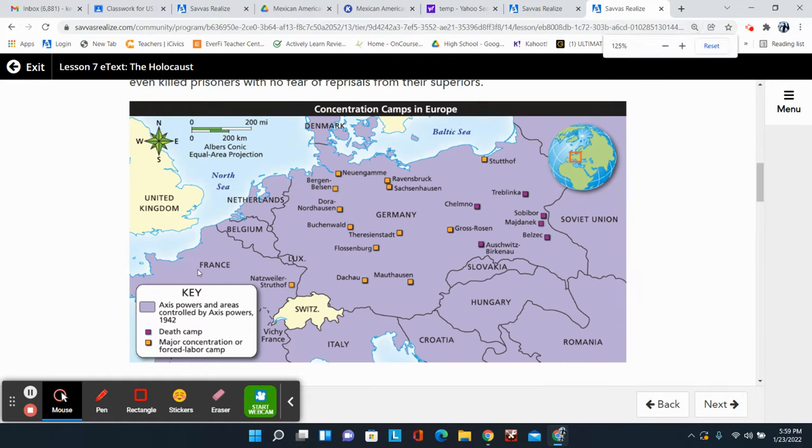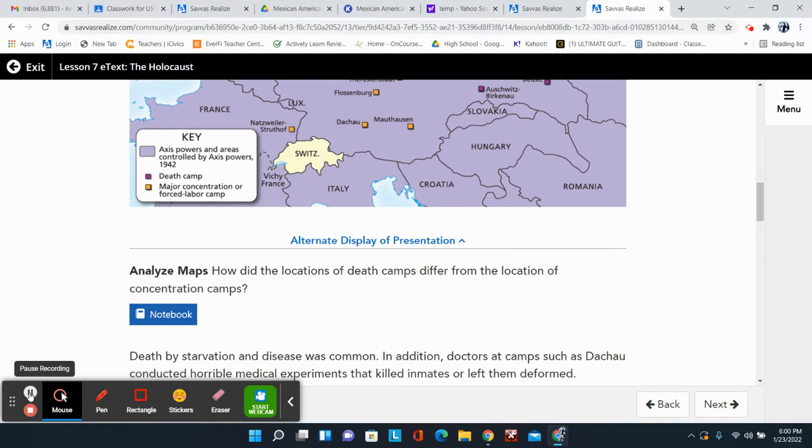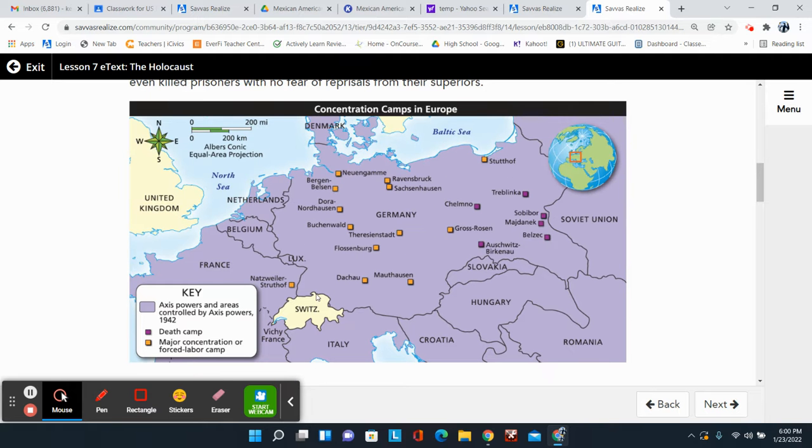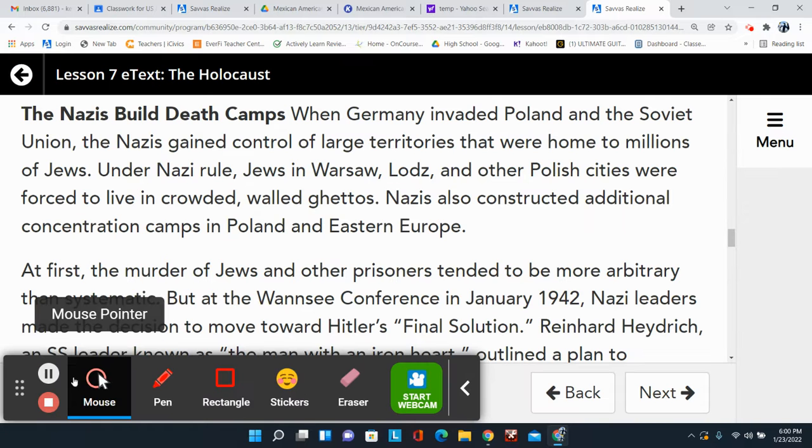And there's just a map of all the concentration camps. And then it asks you to analyze how the locations of death camps differed from the location of concentration camps. So death camps are in purple, and orange are the major concentration or forced labor camps.